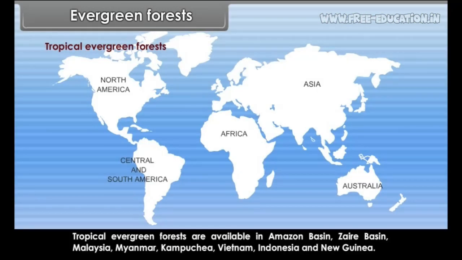Tropical evergreen forests are available in the Amazon Basin, Zaire Basin, Malaysia, Myanmar, Cambodia, Vietnam, Indonesia and New Guinea.